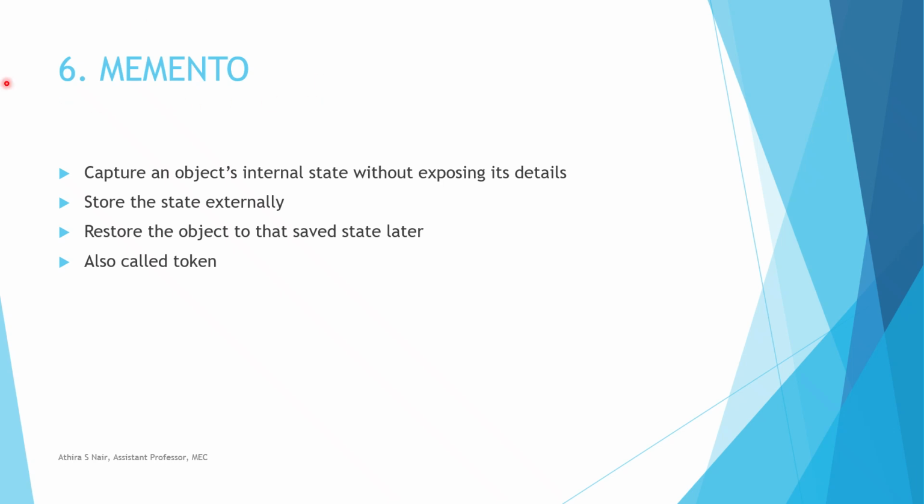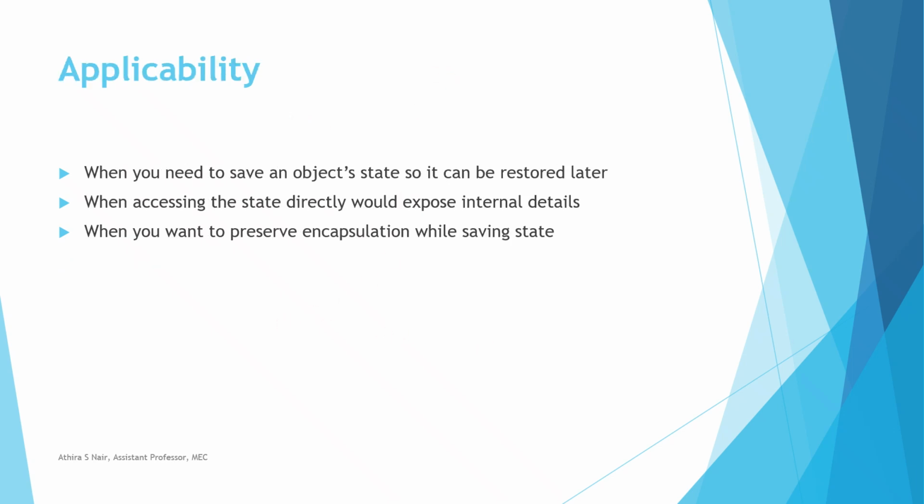Next type is memento. So the intent of memento is, without violating encapsulation, capture and externalize an object's internal state so the object can be restored to that state later. And it is also known as token. We can use the memento pattern when a snapshot of some portion of an object's state must be saved so that it can be restored to that state later. And a direct interface to obtain the state would expose the implementation details and break the encapsulation.